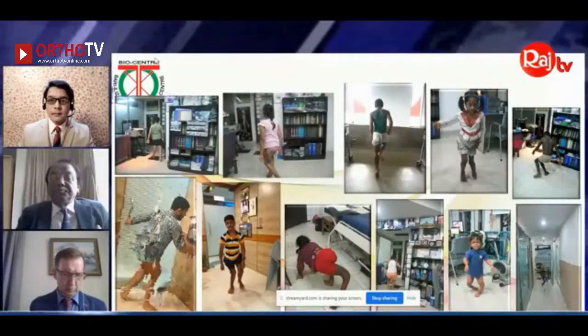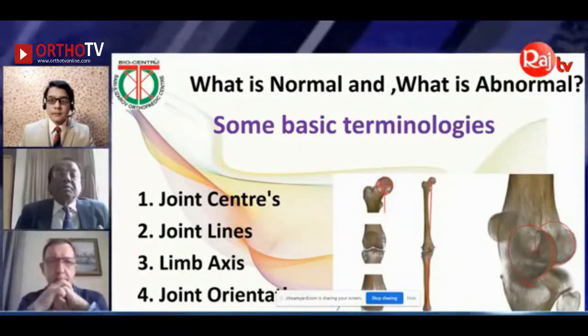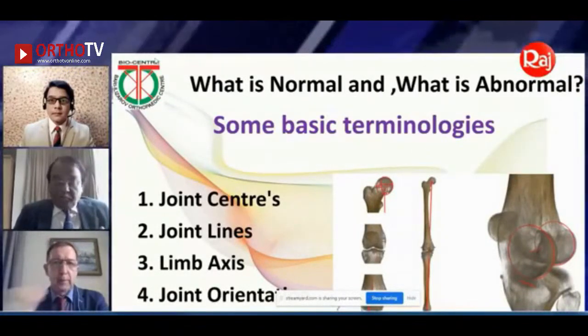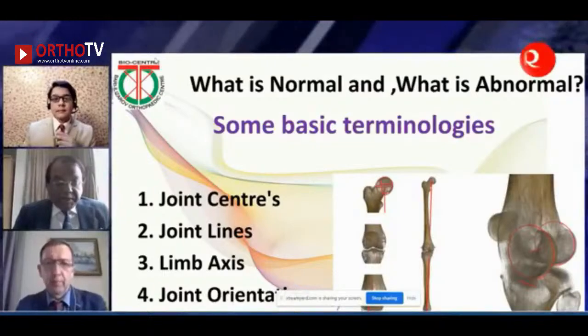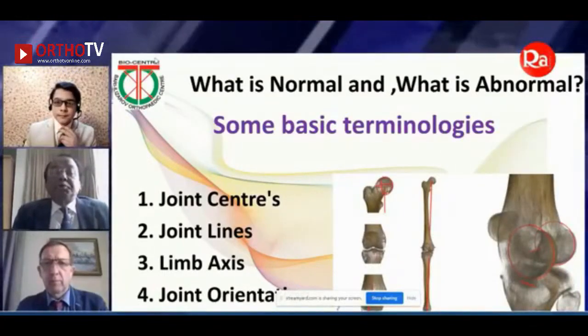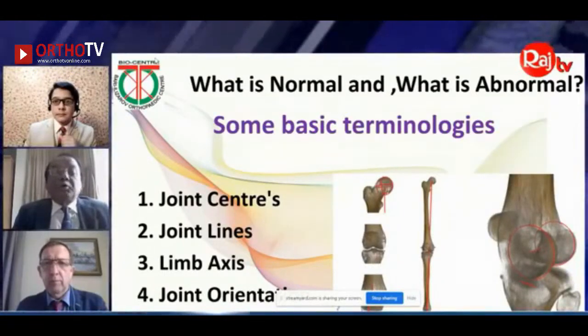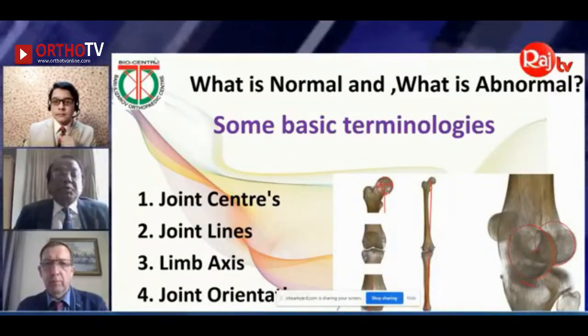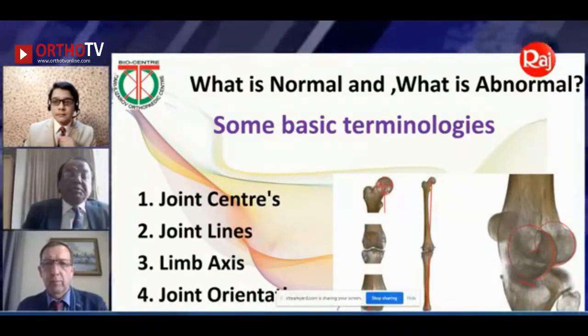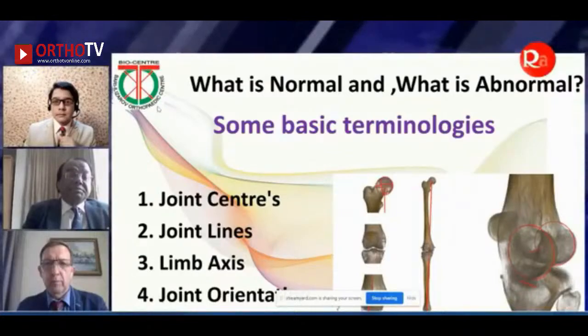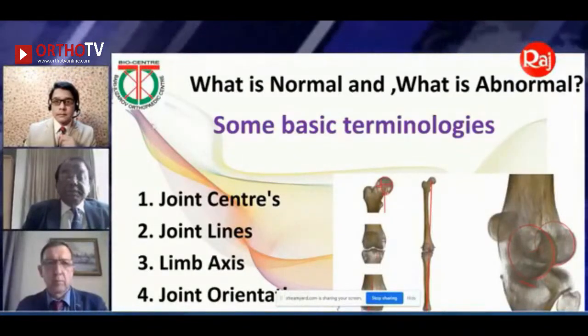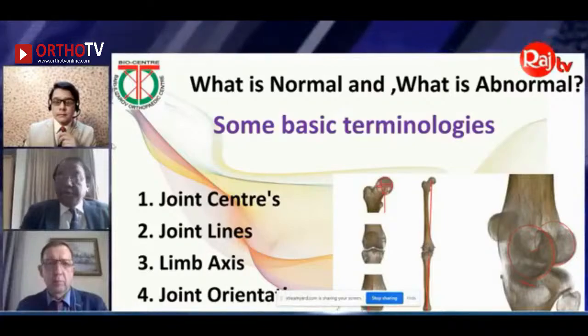You can see here, before doing any correction of the limb, we have to know what is normal and what is abnormal. Some basic terminologies: we have to know the joint centers, joint lines, limb axes, and the joint orientation.